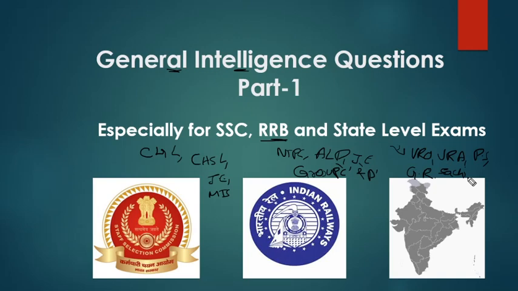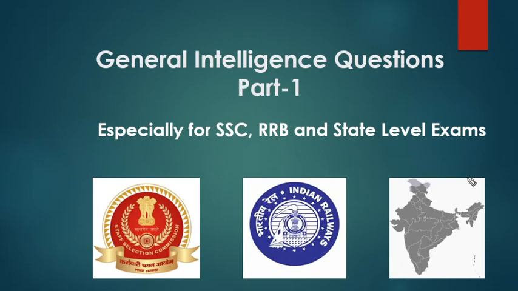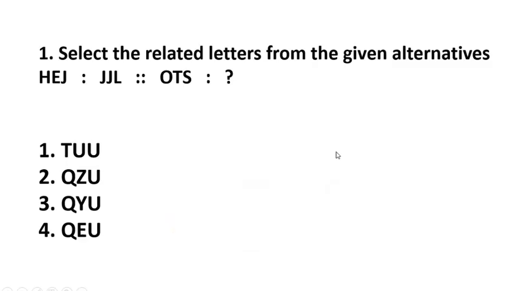I have brought a few questions which can come from this topic. Let's see a few of the questions. Let's go with example number 1. This question is from analogy. What do we mean by analogy? It means we are supposed to find the similar relationship among the elements.